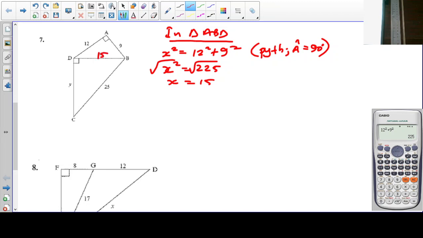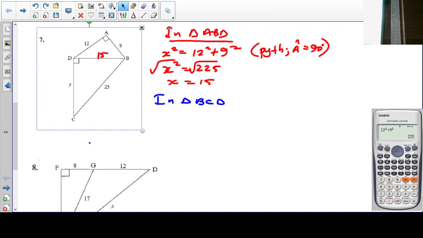So now I can use 15 in the other triangle. Okay? So what do I say now? In triangle BCD. So it's this triangle I'm working on. What can we say? Where's your hypotenuse now? 25 is your hypotenuse. You can see it's opposite the 90 degrees. Okay? So it's going to be 25 squared equals y squared plus 15 squared. Why?